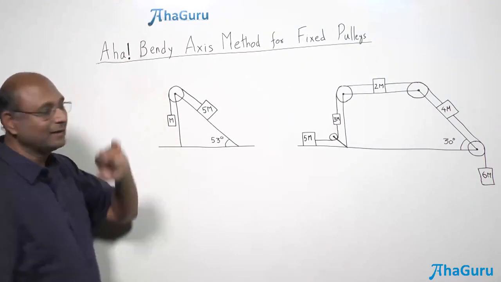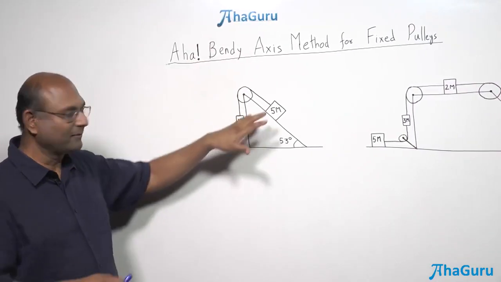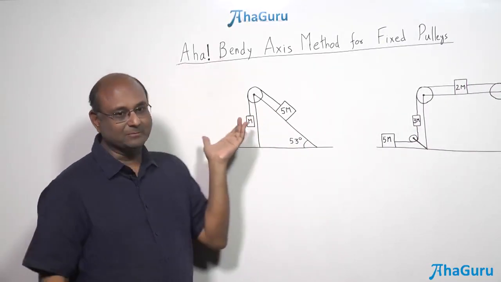Okay, so this method is called the AHA bendy axis method. This is something that I came up with a few years ago while I was teaching my students. You can obviously solve problems like this.